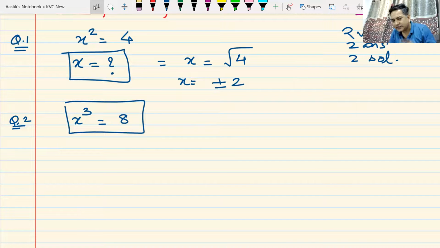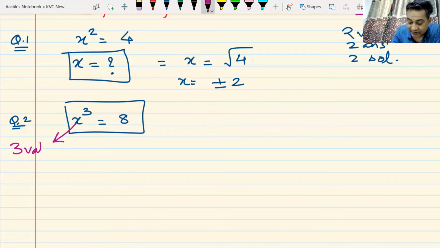What type of equation is this? First answer me this. Cubic equation. How many roots should it have? 3, sir. It should have 3 values.